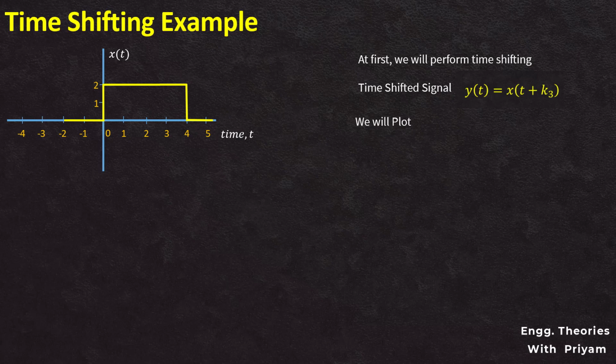Now we will plot the two signals y(t) = x(t + 2) and y(t) = x(t - 3). The first one is the time advance operation as the value of k3 is positive, and the second one is the time delay operation as the value of k3 is negative.